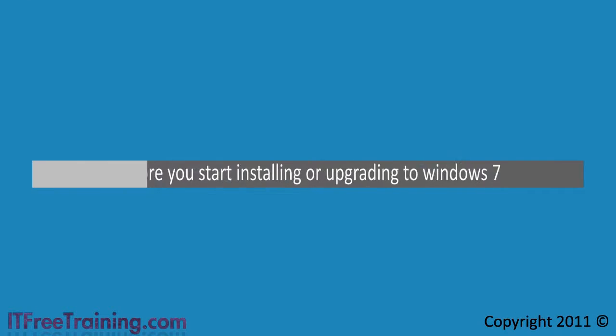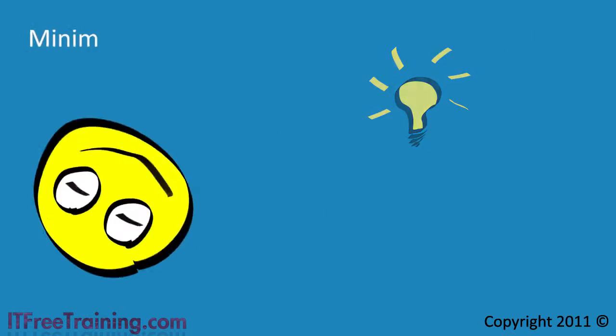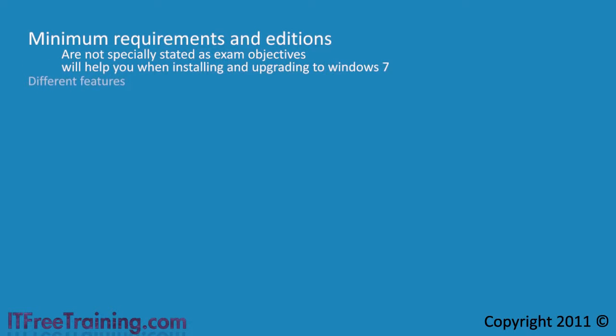Before you start installing or upgrading to Windows 7, it is a good idea to understand the minimum requirements for Windows 7 and the different features each edition has. Even though the minimum requirements and editions are not specifically stated in exam objectives, having an understanding of these will help you when installing and upgrading to Windows 7.